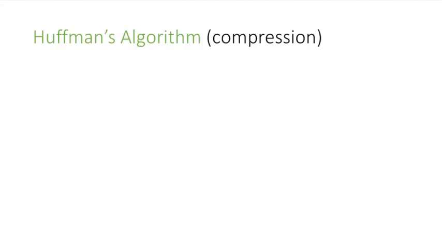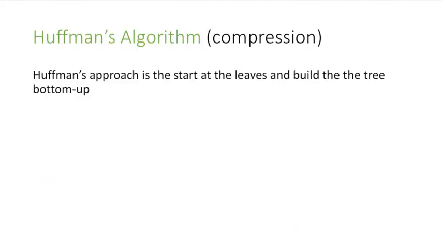Okay, so let's talk about Huffman's algorithm. This is a compression algorithm, and really it's just as simple as saying it's an approach that starts at the leaves and builds the tree up from the bottom up. So let me give you an example of that.